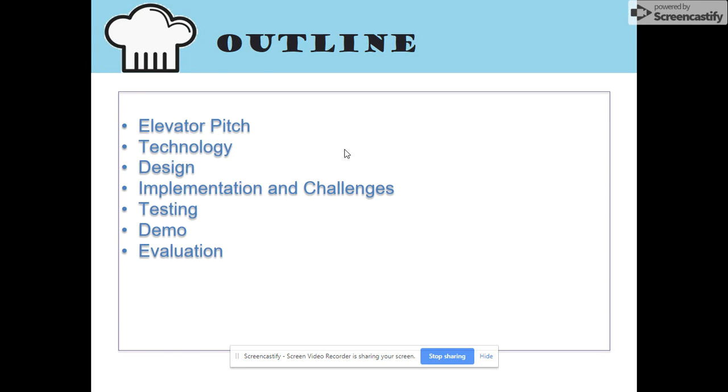After that, I'll be touching on the design, which is obviously a very integral part of the application. The design was the blueprint for which everything else followed through, and it would have been the frameworks that I'd be using there. After that, we're going to look at the implementation and the key challenges that we faced.